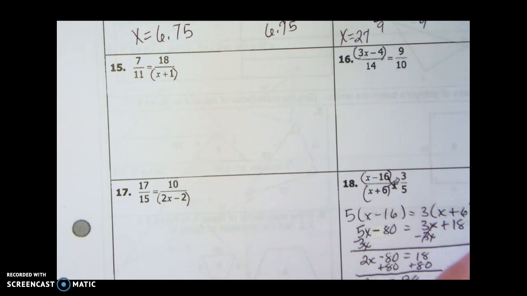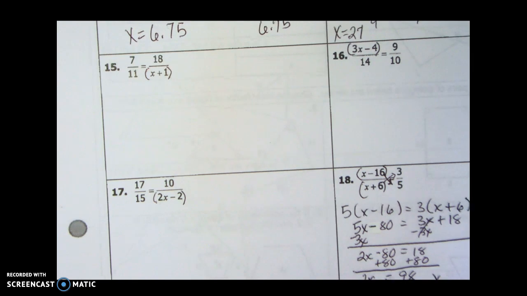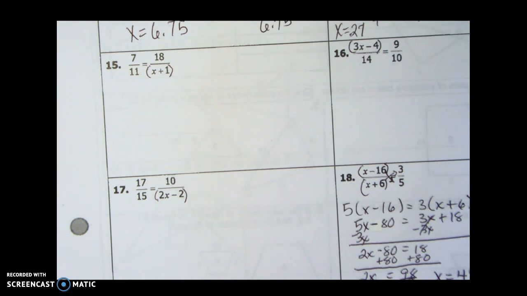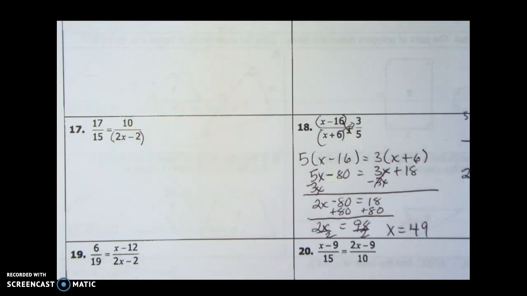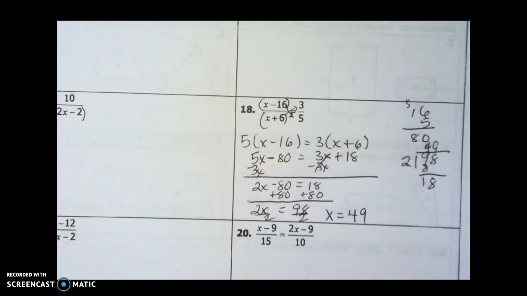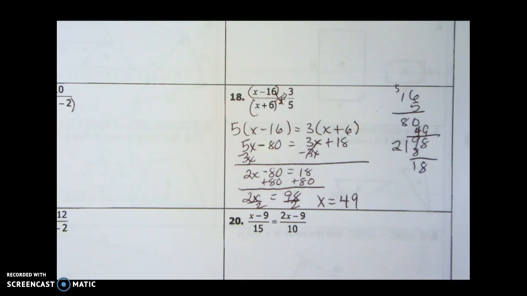Divide by 2. 98. 2 goes into 9 4 times. 8, 1 left over, 18, 9. x equals 49. So that's all you're doing with that one. I'll leave that there for a second. I am sorry. I did not move it.